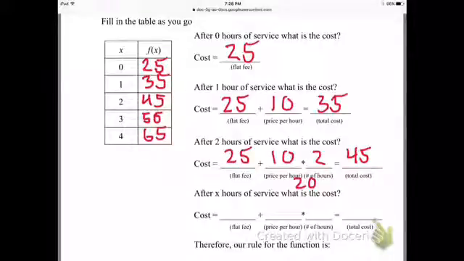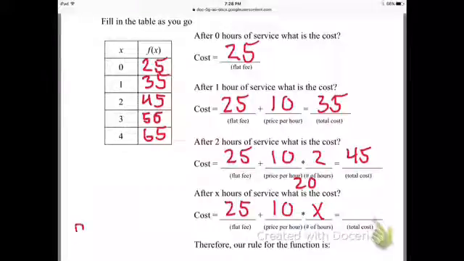So now we want to look at, after any number of hours, what is the cost? So we're going to use the variable x to represent any amount of hours for our cost. So our flat fee, we still have $25. Our price per hour is still $10, but now we have x as our number of hours. So our total cost for x number of hours is going to be the rule for our function.